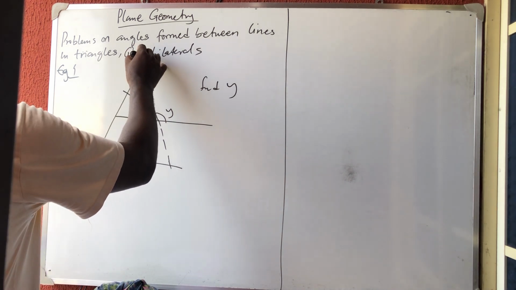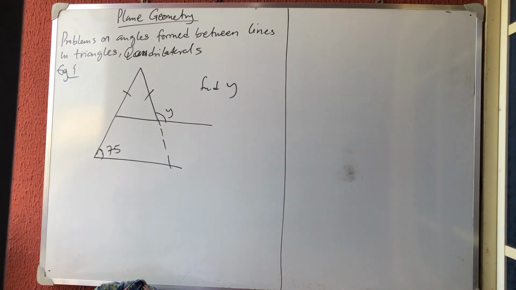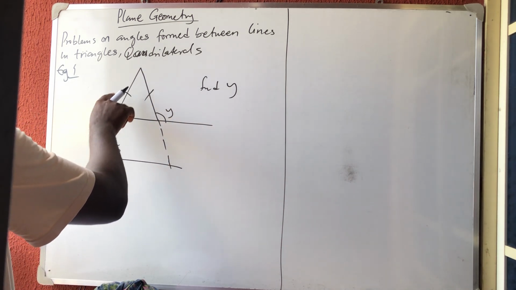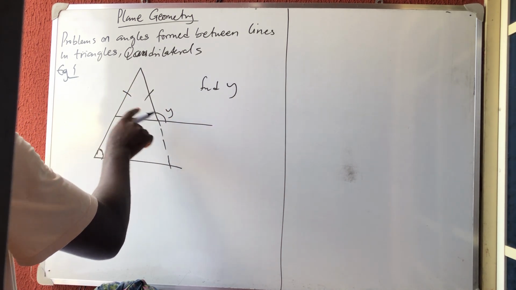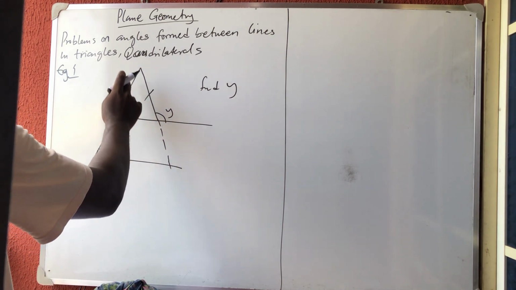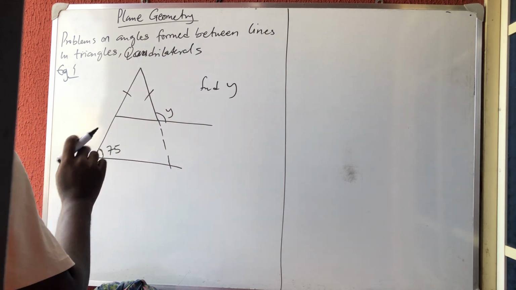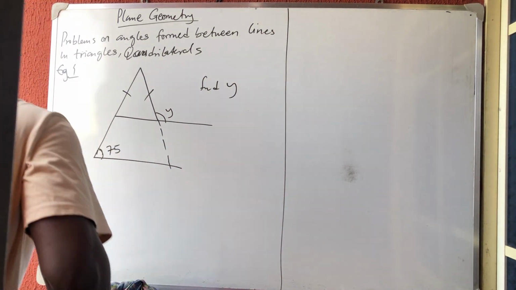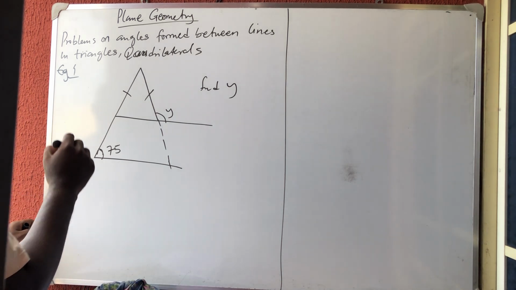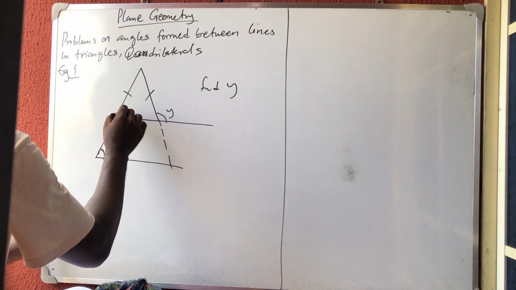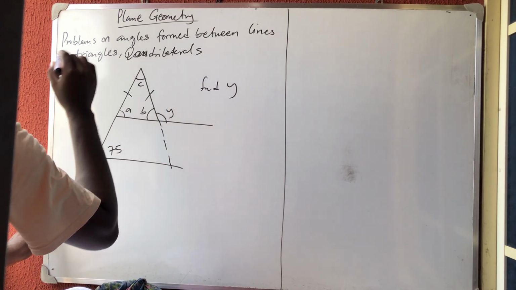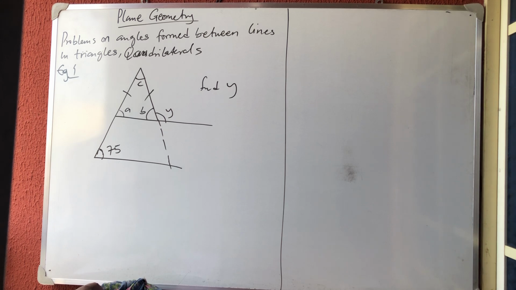Okay. Now, I have this question. They say we should find y. Don't forget that this mark means that from here to here is equal to from here to here. In fact, from here to here is equal to from here to here. Now, since we have this, let me call these places angle A, B, and C.